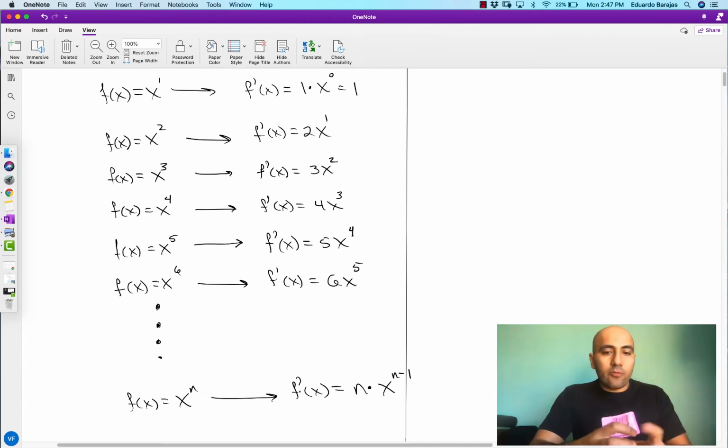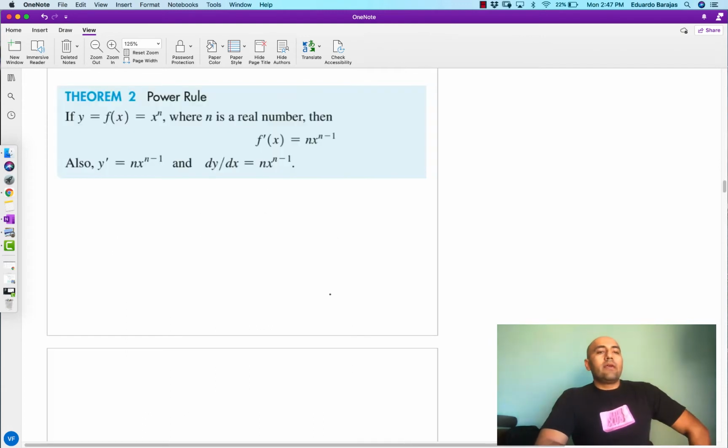Okay, so we can formalize that in the following theorem, the power rule. If y equals f of x equals x to the power of n, where n is any real number, then the derivative f prime of x is equal to n times x to the power of n minus 1.